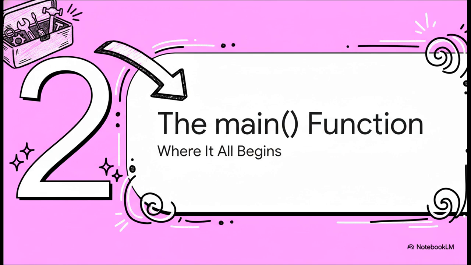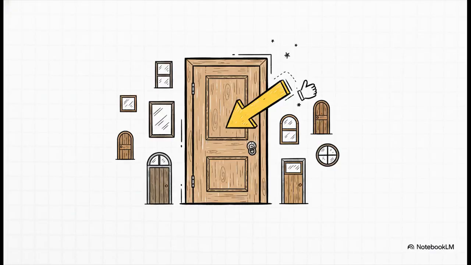Now, in that big toolbox of yours, there is one tool that is absolutely 100% non-negotiable. It's the one you have to pick up first every single time. In C, we call that the main function. You could write 100 different functions, but your computer only knows one place to start looking, and that's main. Think of it as the front door to your house. When you run your program, the operating system walks right up to that door, knocks, and says, "All right, let's get the show on the road."